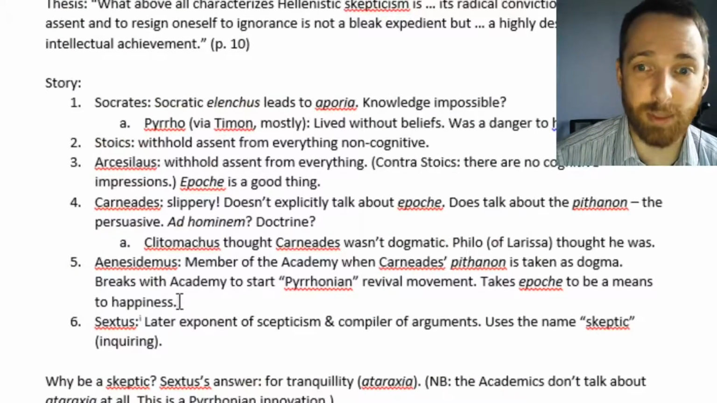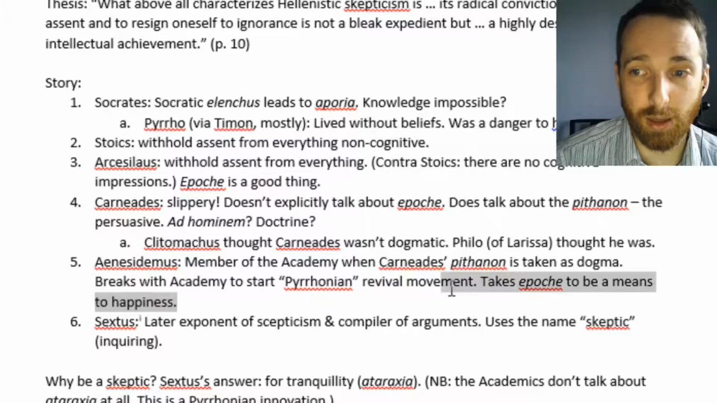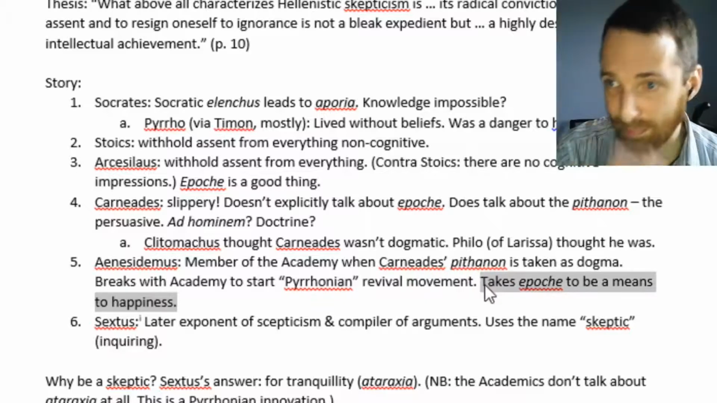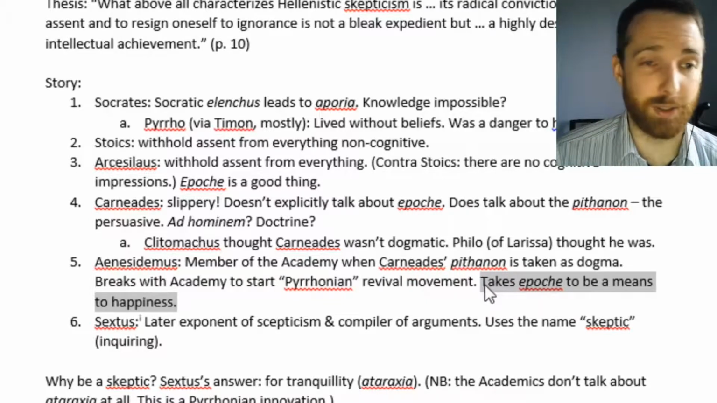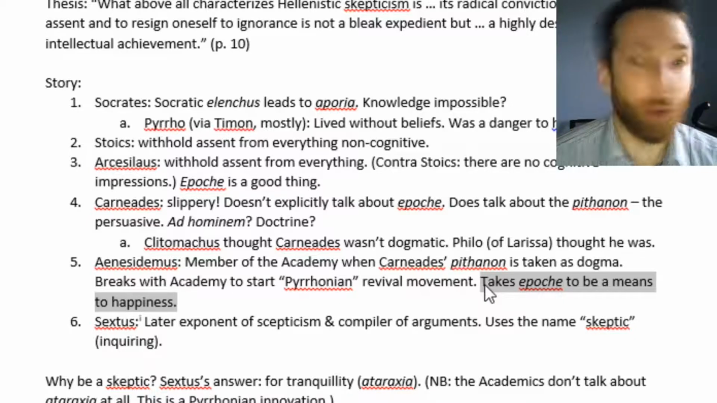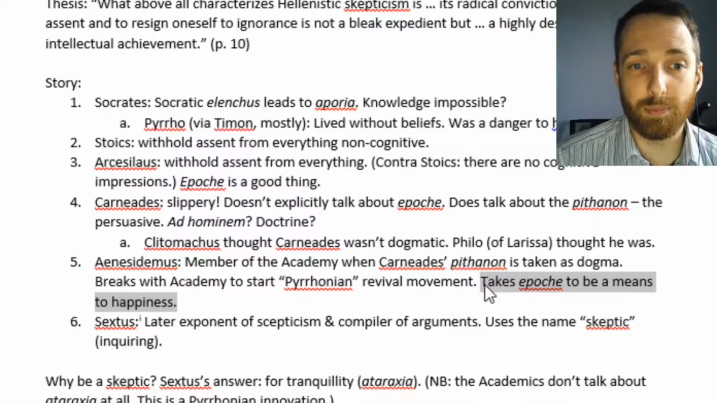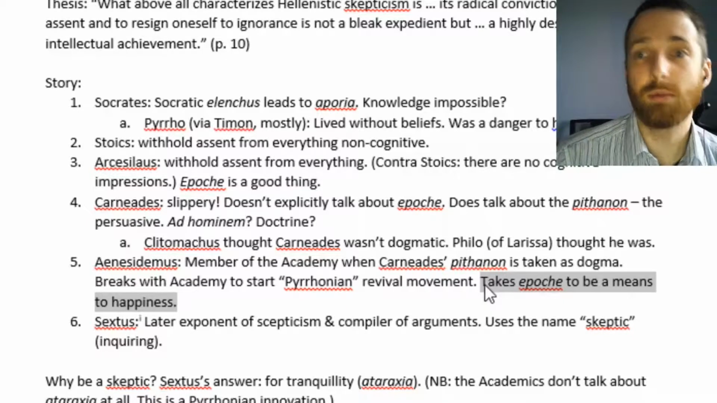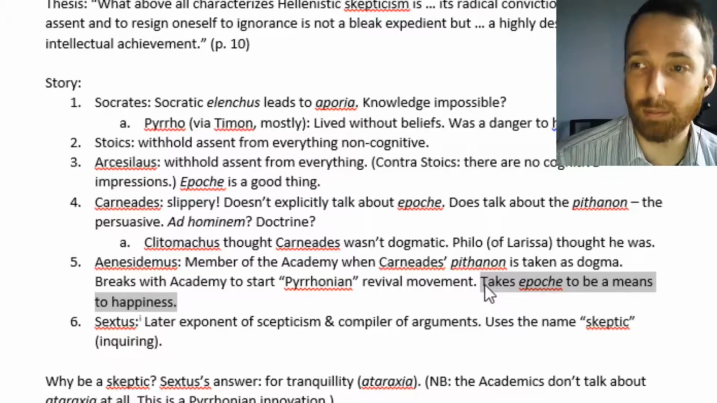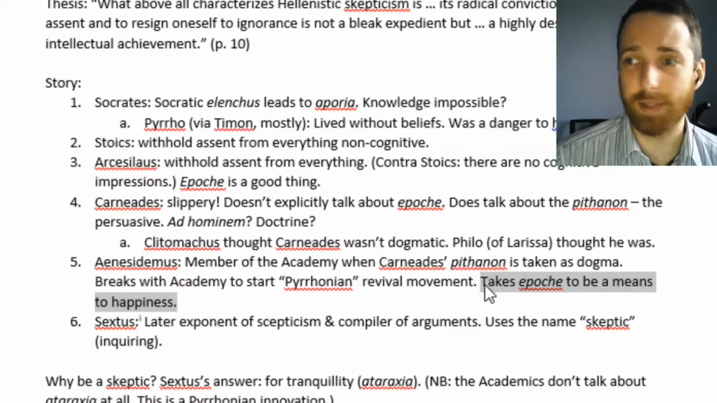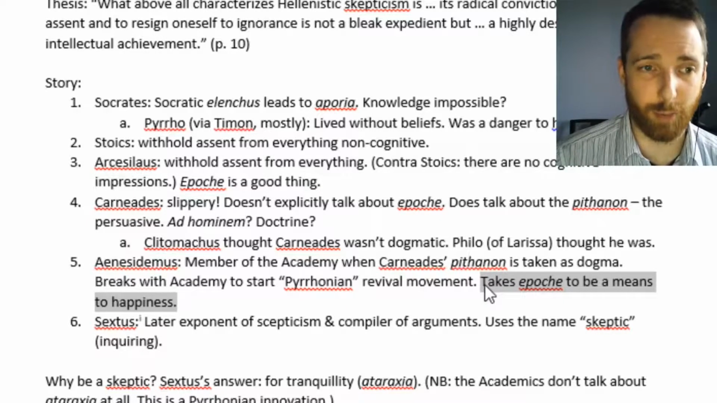So Aenesidemus says, it's not just that you should suspend judgment because there are no cognitive impressions, but rather he wants to say something like, suspending judgment is good for you. Makes you happy. If not happy, it at least makes you not sad. Not doing it is bad for your mental health.